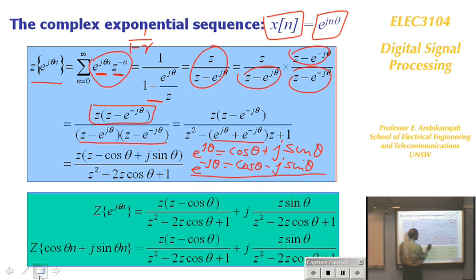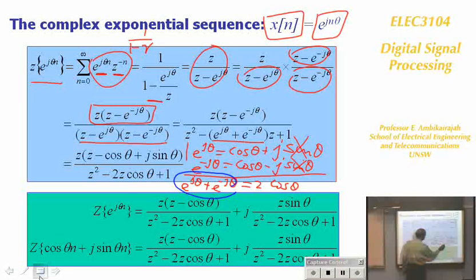If you add them together, you get e to the j theta plus e to the power minus j theta, that's these two sides, equal to 2 cos theta, because this one will cancel out with that. So therefore, I could now say this part can be replaced by 2 cos theta, and that's what I'm going to do here. When I do that, my equation now becomes the z transform of the exponential function is equal to this.